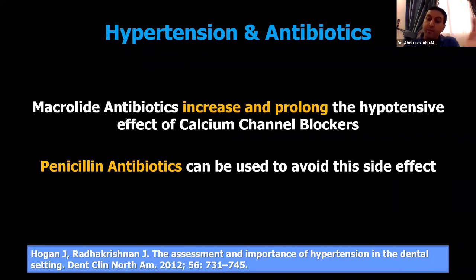So if we want to summarize it: local anesthesia, yes, you can go with epinephrine. The maximum is 0.04 milligram. For analgesics, the best thing is paracetamol. For antibiotics, you will go with penicillin. You have to check the patient before and after for every patient, not only the hypertensive patient. Make it something regular in your daily practice.